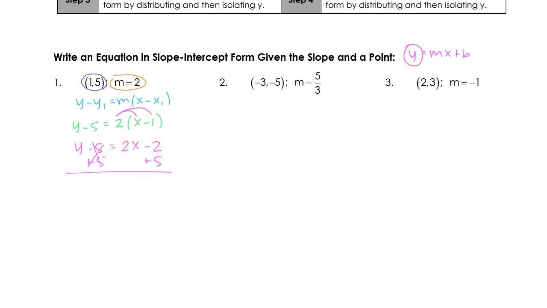So cross those out. We have y equals, the 2x stays the same, negative 2 plus 5 would be plus 3. Now this is in slope-intercept form because it's y equals mx plus b. So that would be our final answer here.